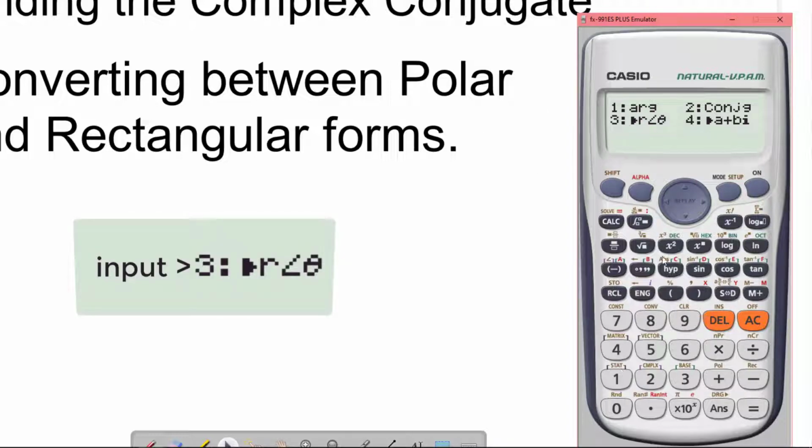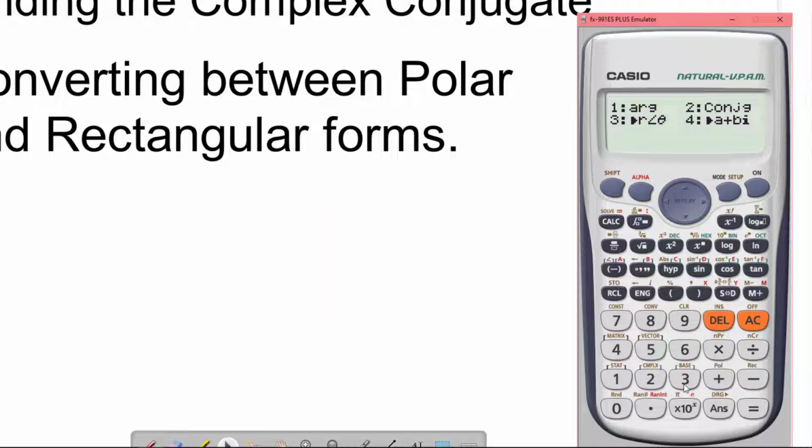So to convert our rectangular to polar, we've already entered our rectangular number, so we press 3 to access the polar. And as you can see, there's 4 plus 3i convert to r angle theta, and we are going to have our final answer as 5 angle 36.8.